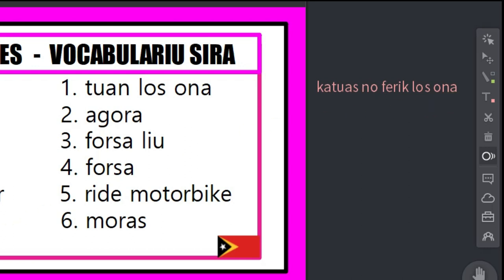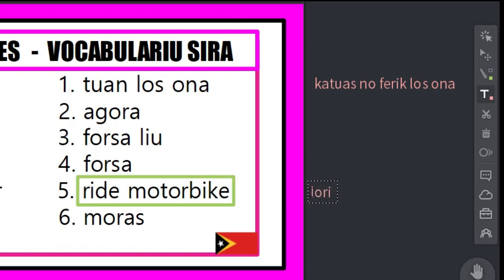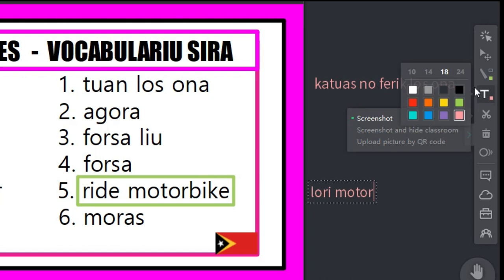So, okay, number 2, now, agora, very strong, forza liu, strong, forza, drive motor. Actually, guys, I am making a huge mistake here. This is not riding a motorbike. Let me just change it. This one is not supposed to be here. Instead of riding a motorbike, you just say drive motor. In Tetun, you can say lori motor. Yep, this is it, guys.